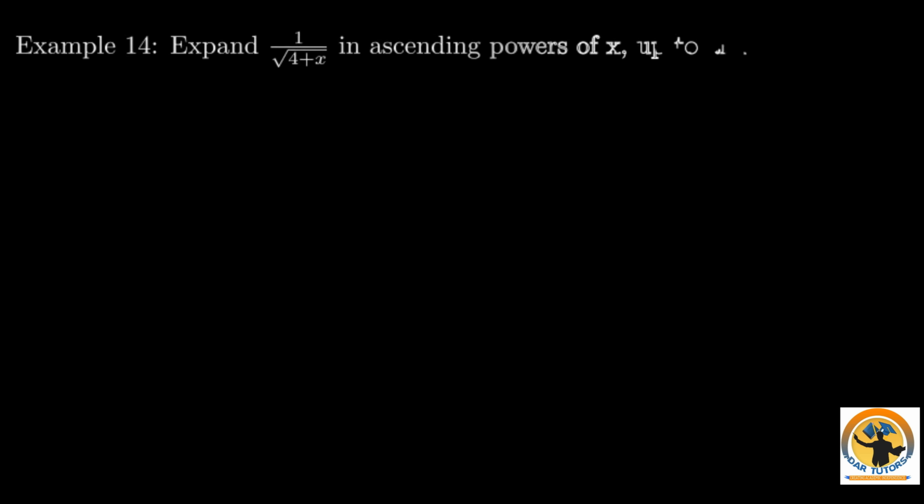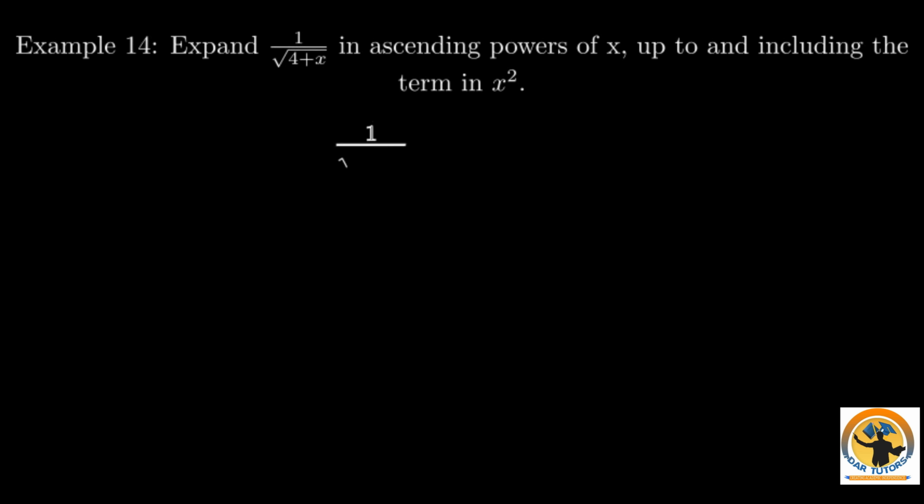Now that we're comfortable with the preparation, let's tackle a full expansion problem. We need to expand 1 over the square root of 4 plus x in ascending powers of x up to the term in x squared and simplify the coefficients. As before, our first step is to rewrite the expression in the form a to the power of n times (1 plus x over a) to the power of n.